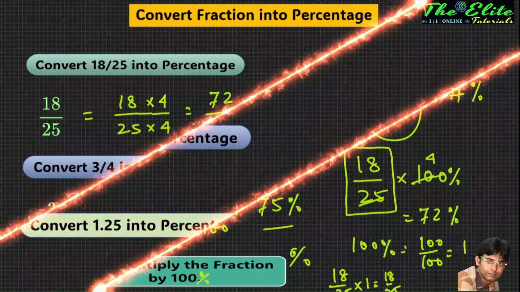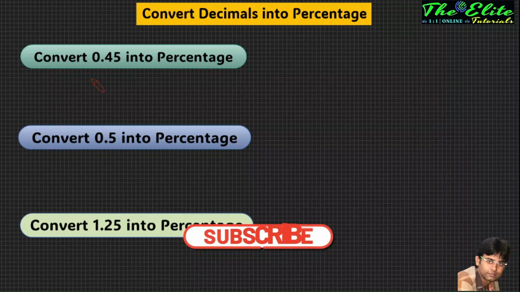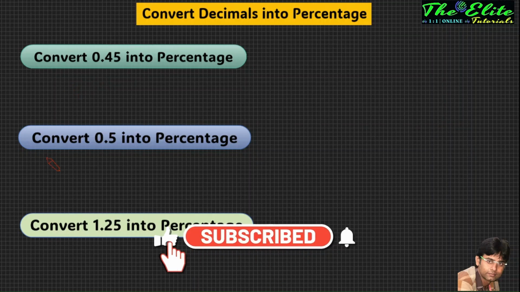Let's move to the next. Here in this slide, we can see that the topic is convert decimals into percentages. Okay, so I have 3 questions here for you. I will help you how to solve it, and I will also tell you what is the rule of converting a decimal into percentage. So the question is convert 0.45 into percentage.